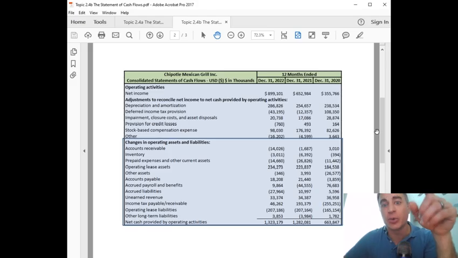So we're not saying inventory is negative. We're saying the change in inventory during the year, the change in prepaid expenses during the year, the change in accounts receivable during the year translates to an adjustment for less cash on hand for Chipotle.